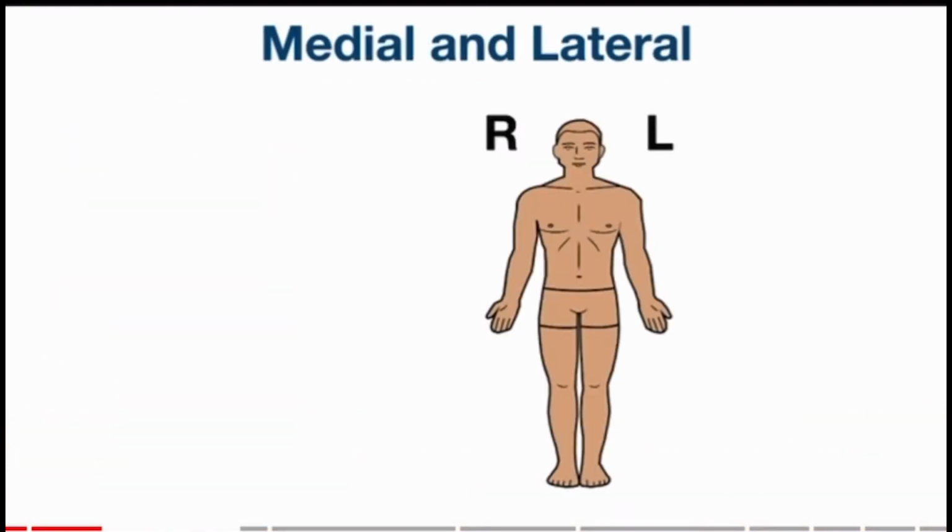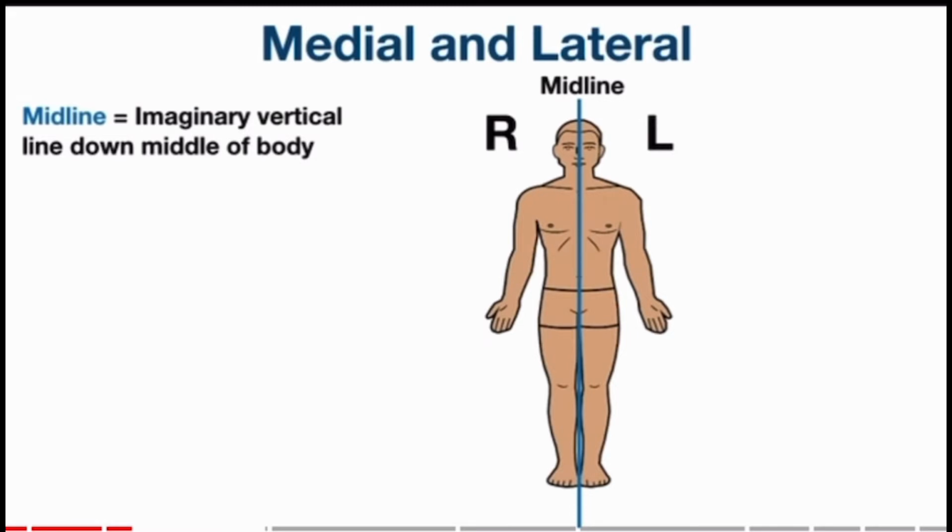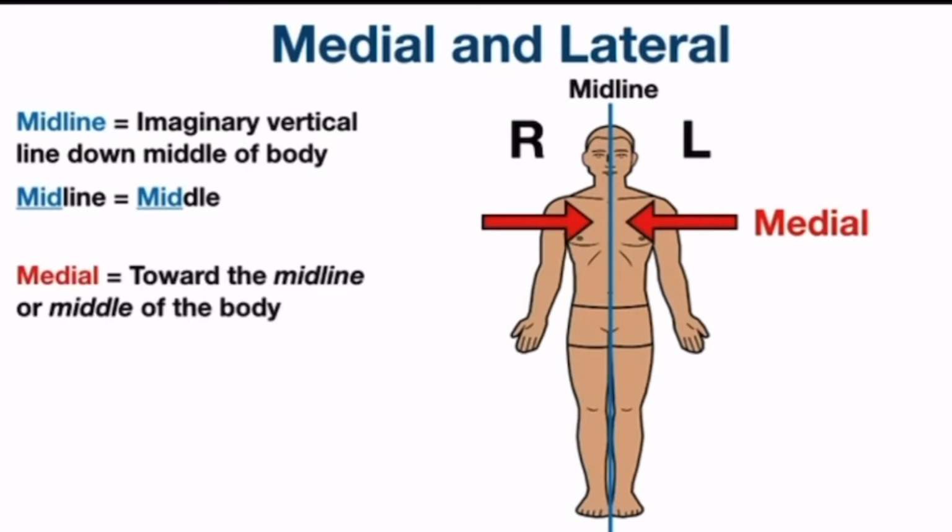The first pair of directional terms is medial and lateral. To better understand medial and lateral, let's divide the body into right and left sections using a sagittal plane. Remember in the previous video on body planes that the sagittal plane runs vertically front to back and it divides the body into right and left sections. The line you see represents the midline of the body. The midline is an imaginary vertical line down the middle of the body and it divides the body into equal right and left sections. So medial is defined as the middle or toward the midline or middle of the body.